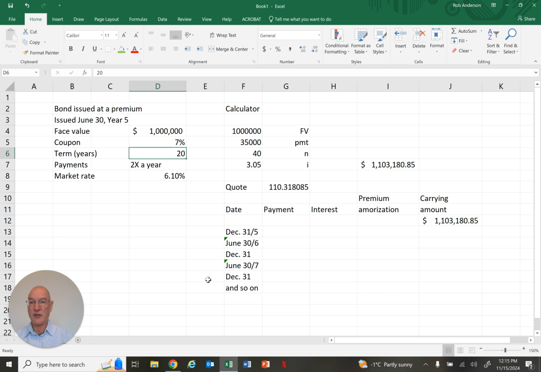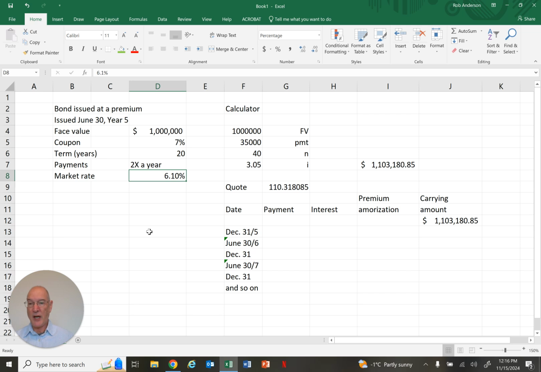The term is 20 years, and this bond pays interest 2 times a year. So there will be 40 interest payments before it's repaid. The market rate is 6.1%. So again, that's a yearly rate. We have to divide that by 2 to get the 6-month rate.